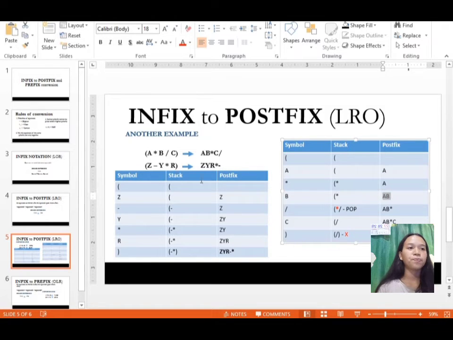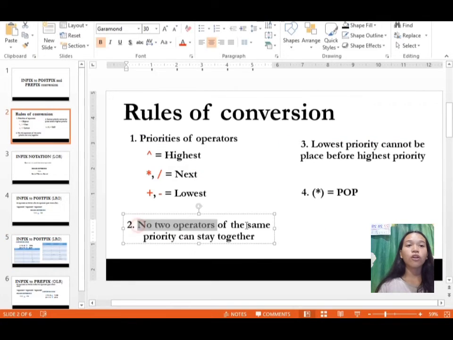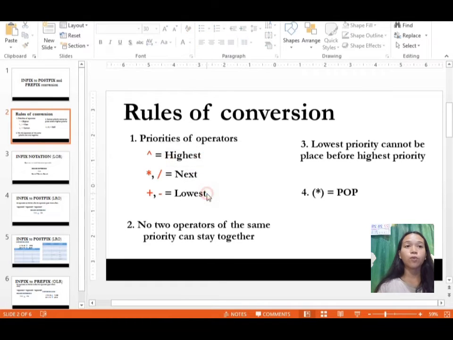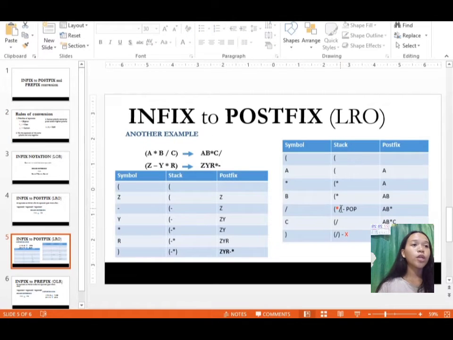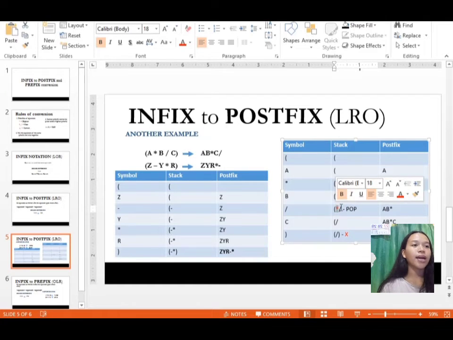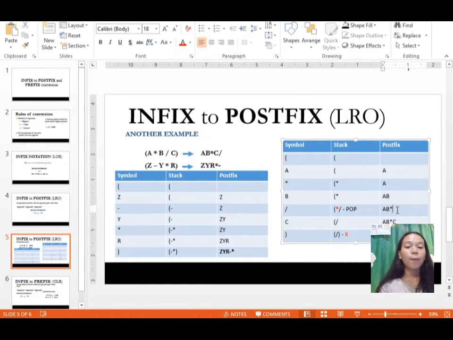Then after B is the division. The division symbol is an operator, so we also put it in our stack. But note, if you remember the rules I stated earlier, this event falls under rule number 2: no two operators of the same priority can stay together in one stack. Remember that multiplication and division have the same priority, the second priority. So what we are going to do is pop the multiplication here. I highlighted it in red so you can see that this is what we pop. The multiplication is popped and moved to postfix, so the postfix updates from AB to AB times.